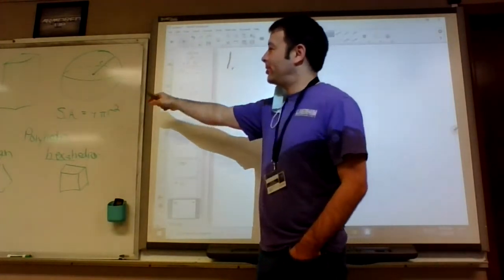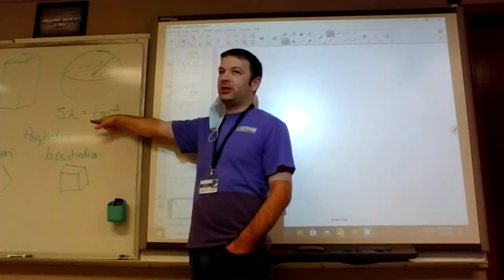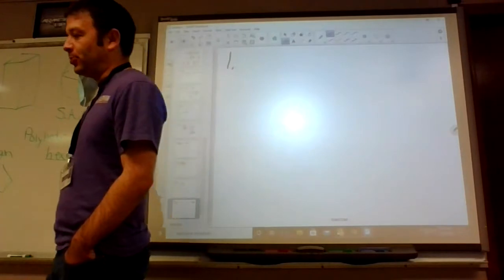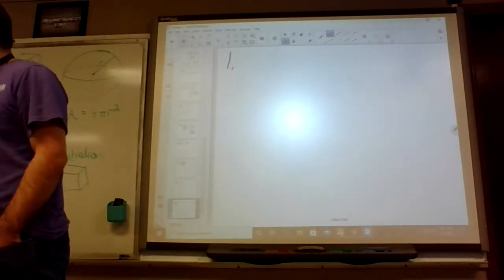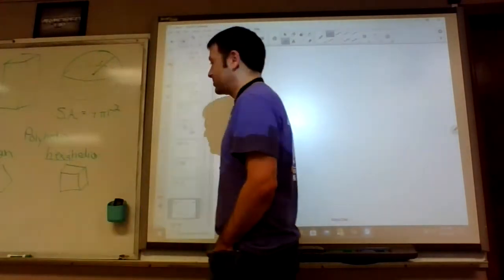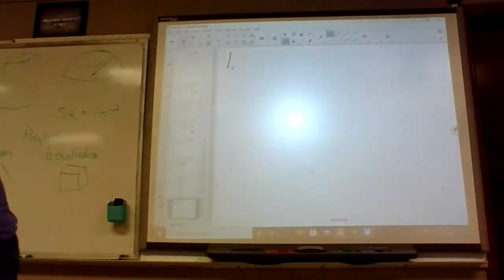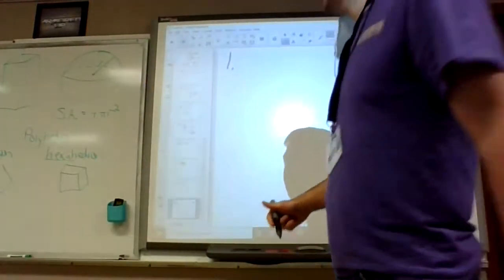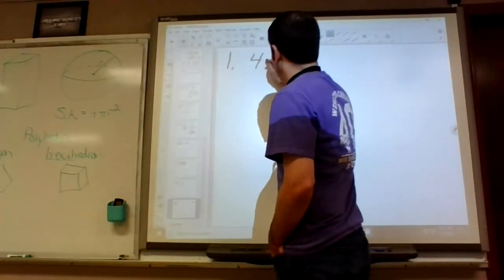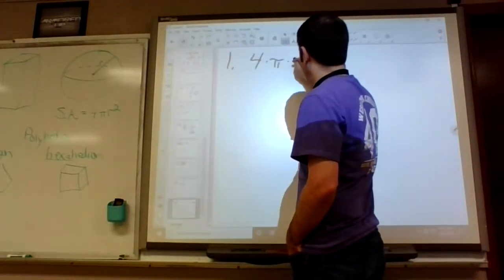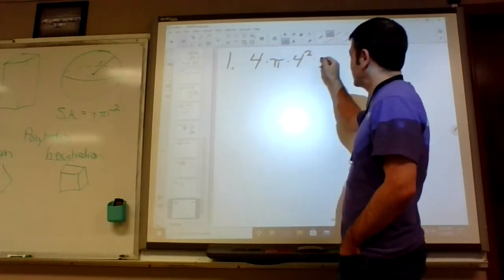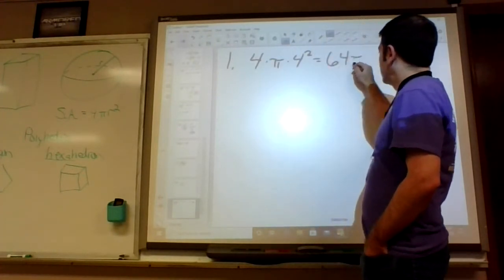Number 1, so we got one formula that we learned today, 4 times pi r squared. That's for the surface area of a sphere. So on number 1, how are we going to find its surface area? Radius is 4. So 4 times pi times 4 squared. 4 times 4 is 16, times 4 is 64 times pi.